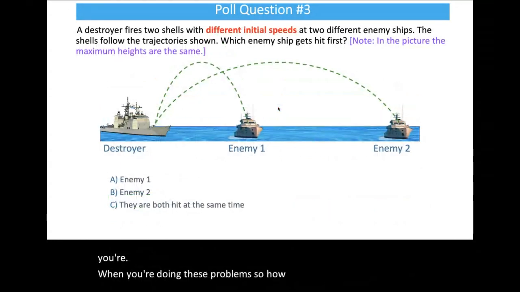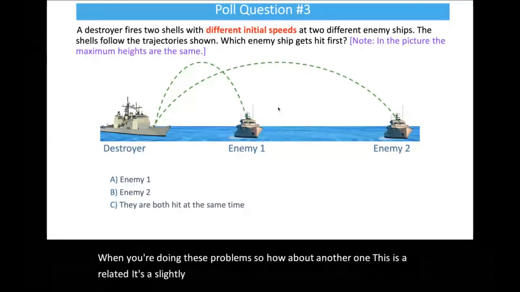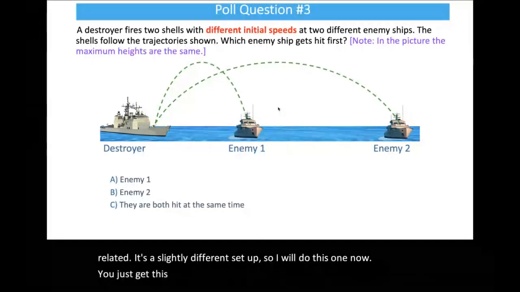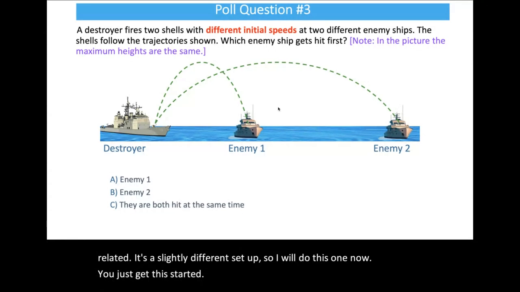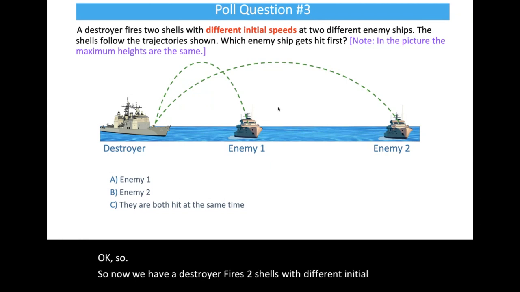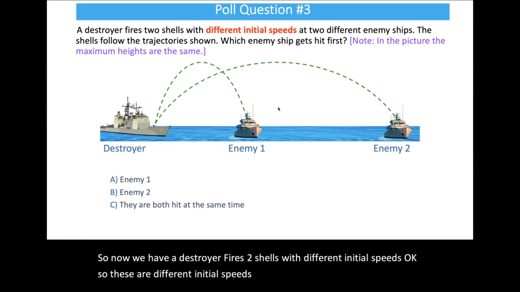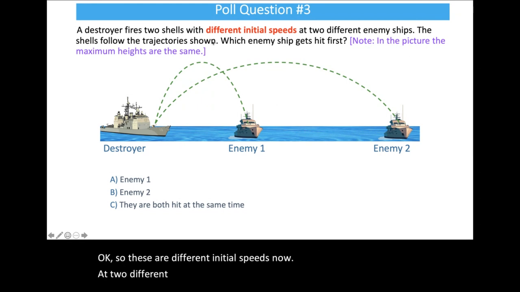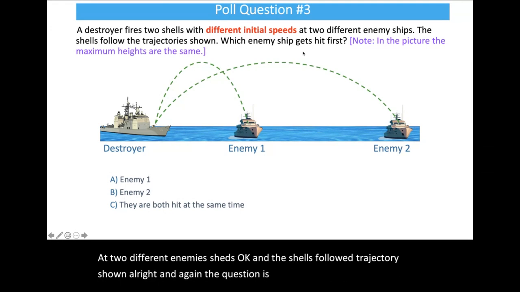So how about another one? This is a related, slightly different setup. I will do this one now. Let me just get this started. Now we have a destroyer that fires 2 shells with different initial speeds at 2 different enemy ships. The shells follow the trajectories shown, and again, the question is which enemy ship gets hit first.